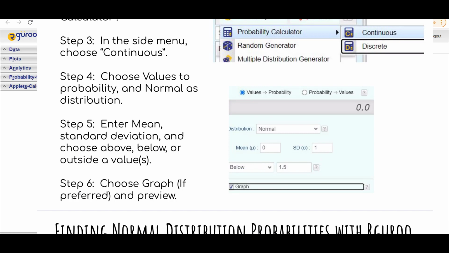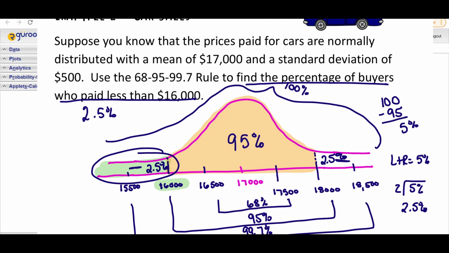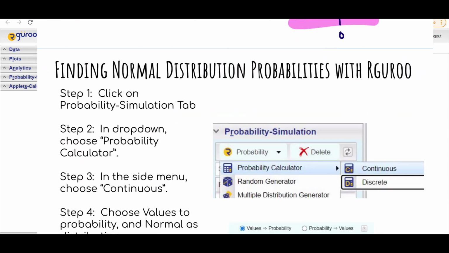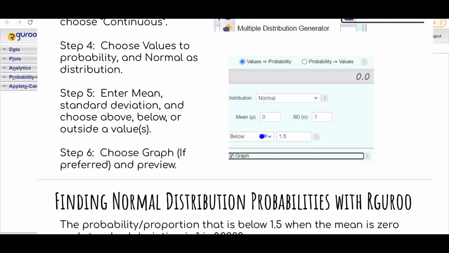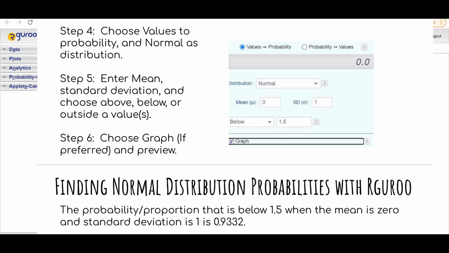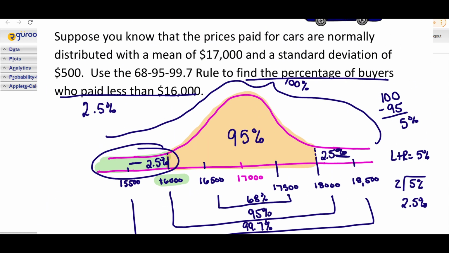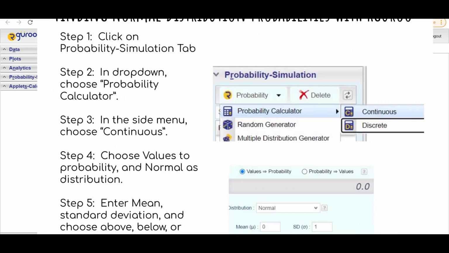here they give you options of below, above. It just depends on, like if we were doing this one up here and we said who paid less than 16,000, percentage that paid less than 16,000, we would put below here and then 16,000. And then if you want to see the graph, which I think is always a good thing, you would click the graph and then you would click the preview button. And that's basically it. So we can do all of these up here where we drew all of this out. We could answer all of these questions quickly with OurGuru, which is pretty awesome.